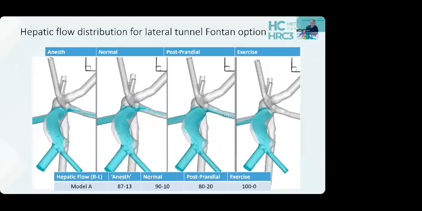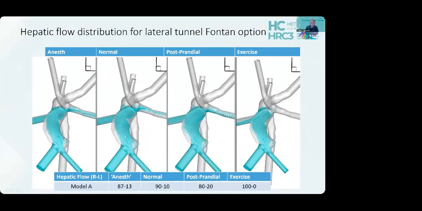And what this shows is under normal resting conditions, the hepatic venous flow would be really skewed towards the right lung. And so it looks here like we expect 90% of the hepatic venous flow to go to the right lung and only 10% to the left lung under normal resting conditions. After eating, it's a little bit better with 20% of the blood flow going to the left lung because the overall liver flow after you eat goes up substantially. But with exercise, we would predict 100% of hepatic venous return to go to the right lung.